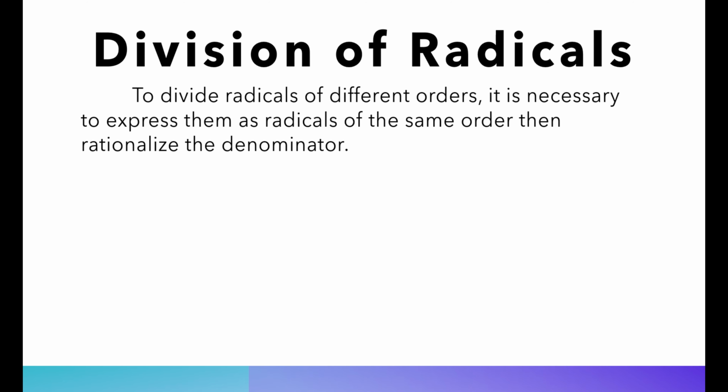To divide radicals of different orders, it is necessary to express them as radicals of the same order, then rationalize the denominator. For example, the cube root of 3 divided by the square root of 3. So the first thing that we have to do is to express them as radicals of the same order. In our given, we can see that the numerator has an index 3 while the denominator has an index 2. And we have to make it the same order.